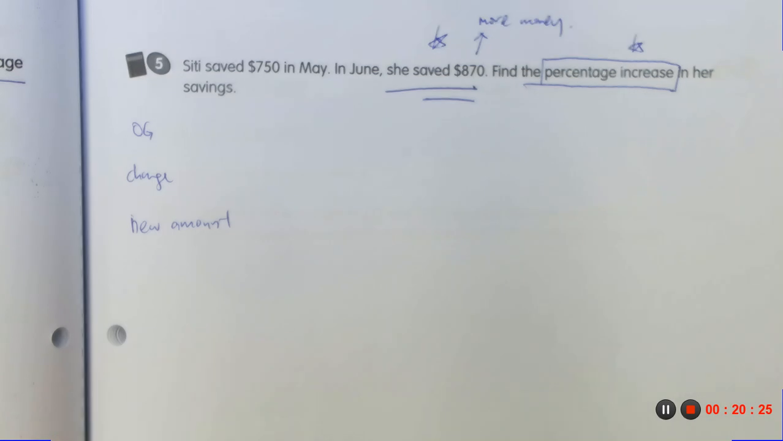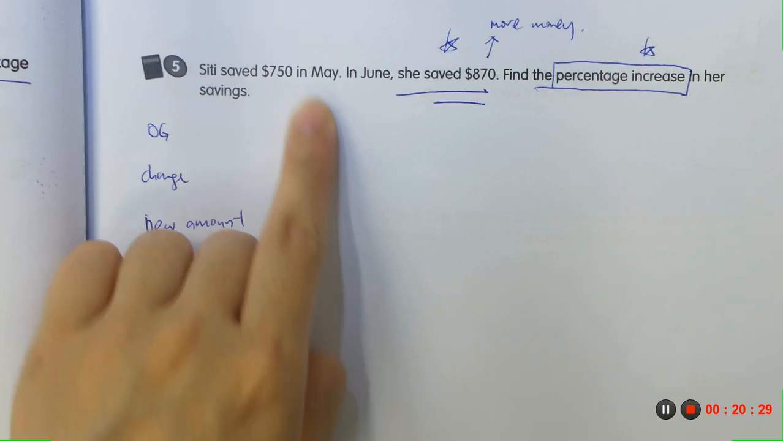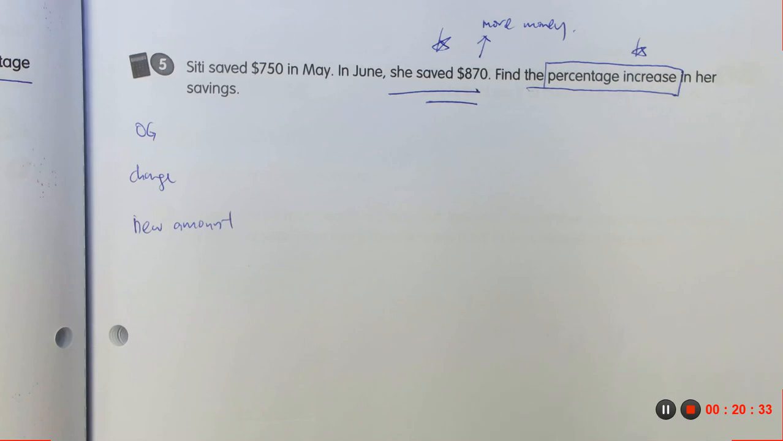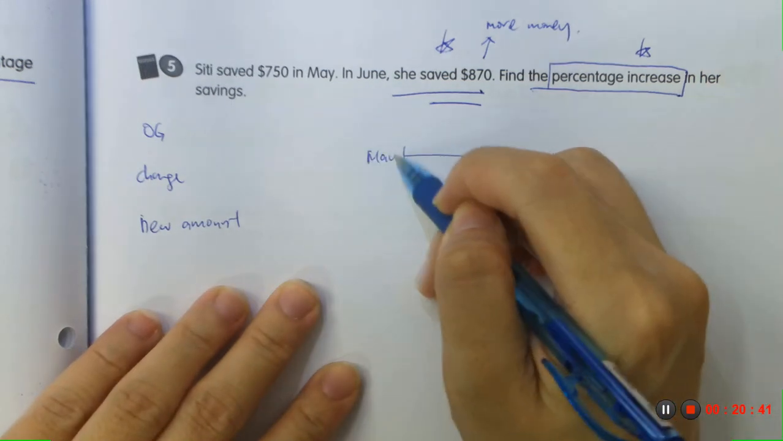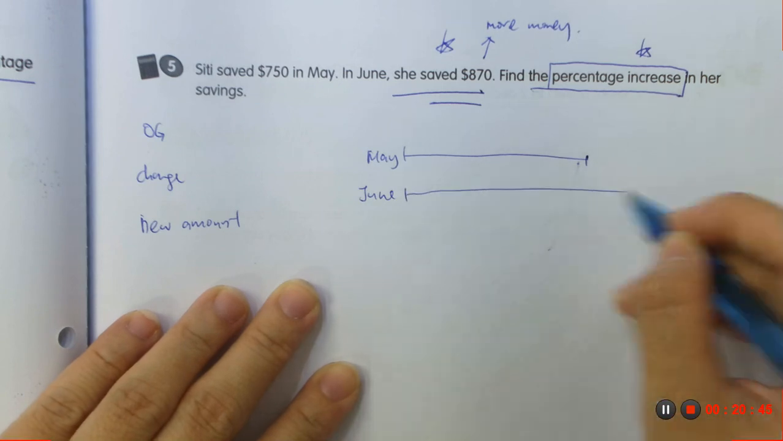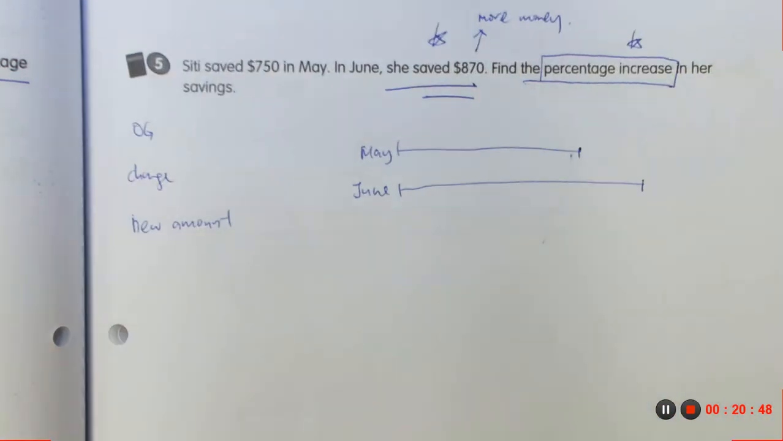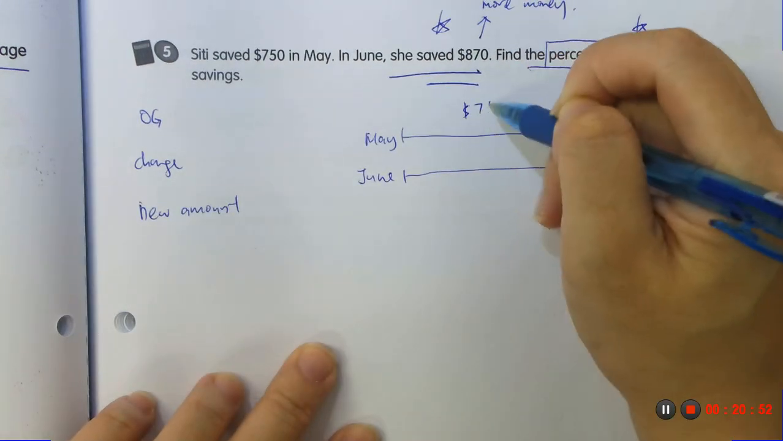Thank you very much. She saved this amount in May. She saved this amount in June. Now, they are two different months. Okay? In May, she saved this amount. This is May. And then in June, she saved a different amount. In May, the amount was $750.